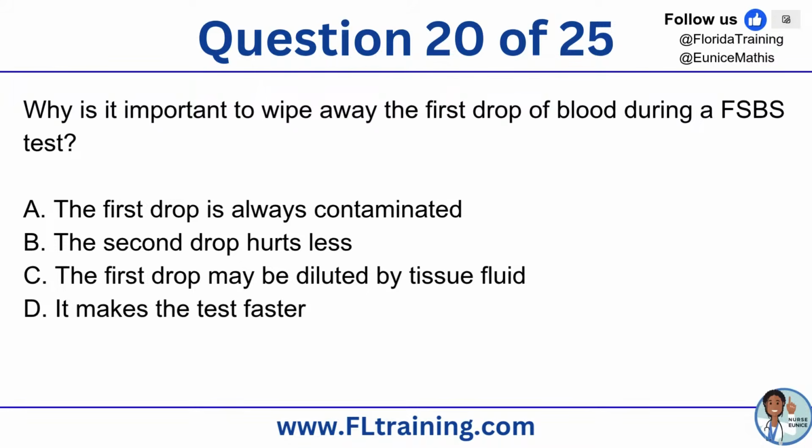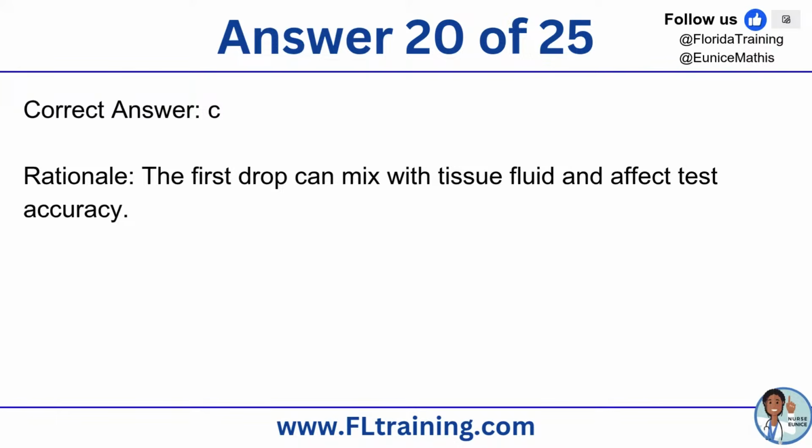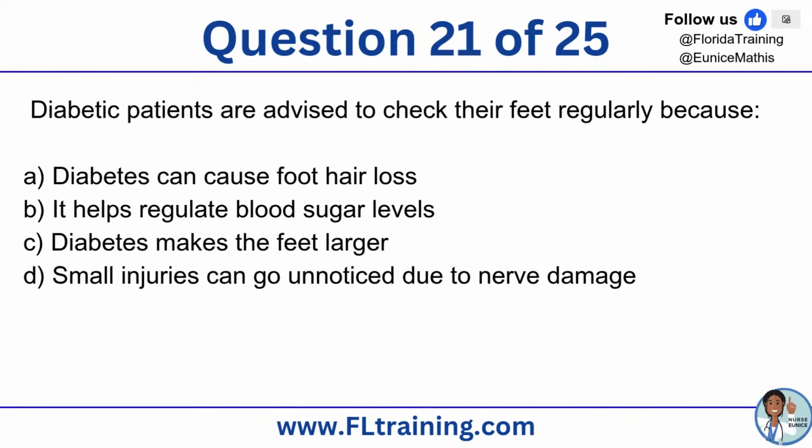I know this one's hard because I didn't talk about it. But yes, the first drop may be diluted. It is C. The first drop can mix with tissue fluid. It's kind of like the yellowish fluid, and it can affect the testing accuracy. Remember, the blood should be dark red. If it has any mix of something that appears to be lighter, go ahead and wipe that away, because that is tissue fluid. That's not the capillary blood.